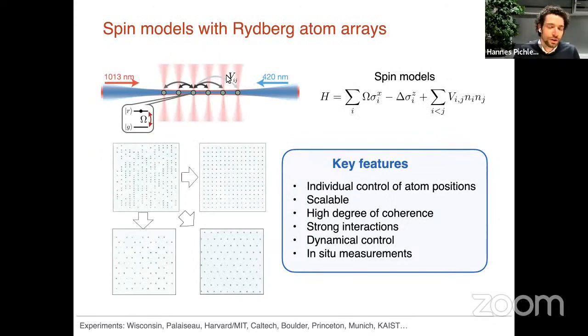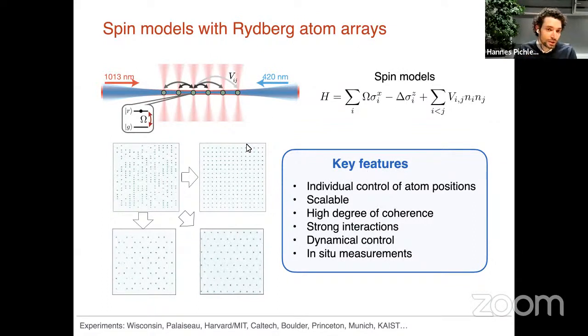And as many of you know, Rydberg atom arrays, or atom arrays in general, have emerged over the last couple of years as a novel platform to study many-body physics. Neutral atoms, individually trapped neutral atoms in optical tweezers, have a couple of very interesting properties that make them especially suitable for studying many-body physics.